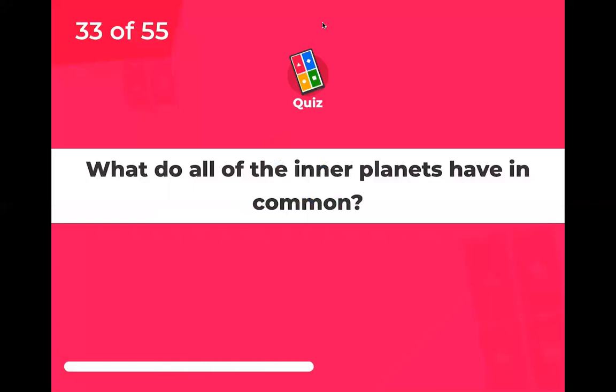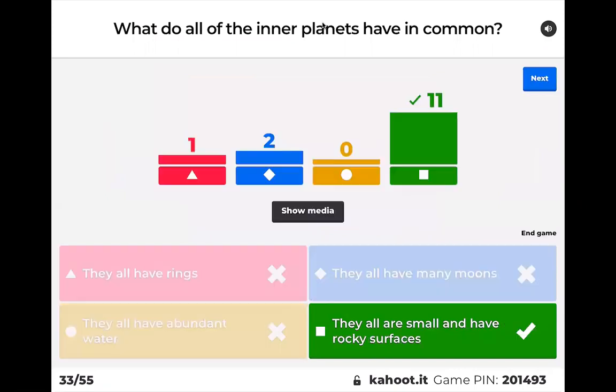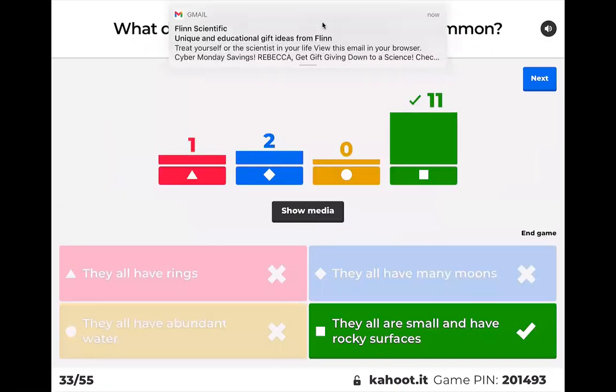What do all the inner planets have in common? Now the inner ones, do they all have rings? Or do they all have abundant water? Do they all have many moons? Or are they all small and have rocky surfaces? Inner planets in common. Okay, good job.